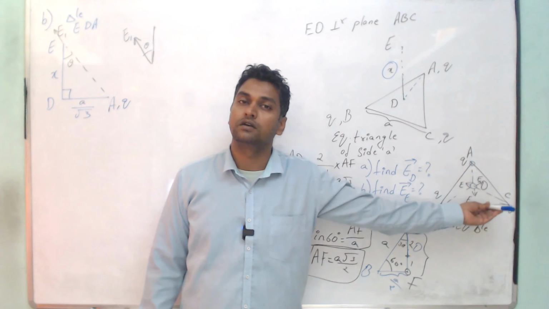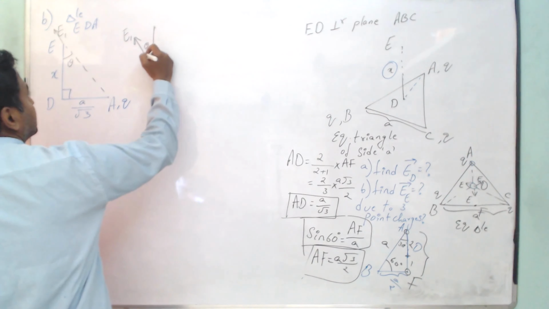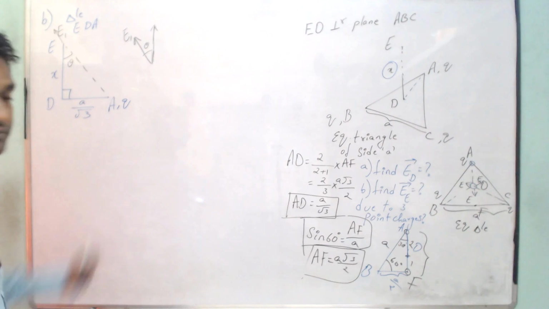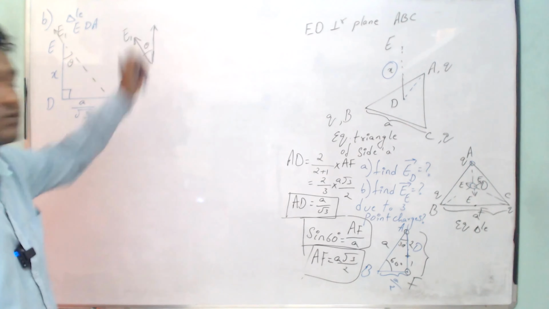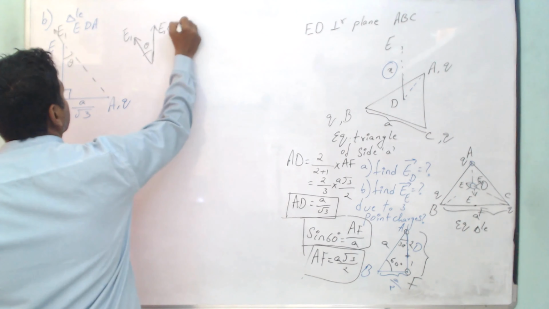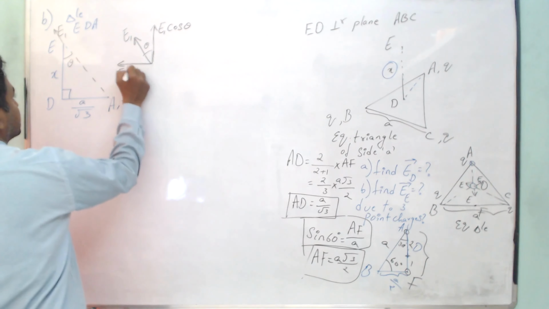समझ रहे हो ना? Now you already know if this is E1 and this angle is theta, यहाँ पे क्या आएगा? Cos theta. So I will have here E1 cos theta, and I will have in this direction E1 sin theta, correct?